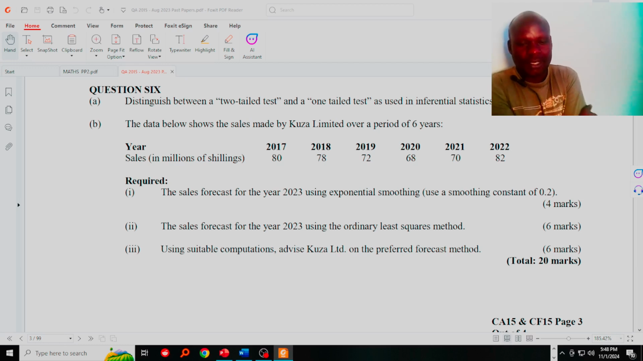0.2. Roman 2, the sales forecast for the year 2023 using the ordinary least squares method, or otherwise what we may call generally as the regression method. Third, using suitable computations, advise COSA Limited on the preferred forecast method. So that being the question, let's see what our solution should be.